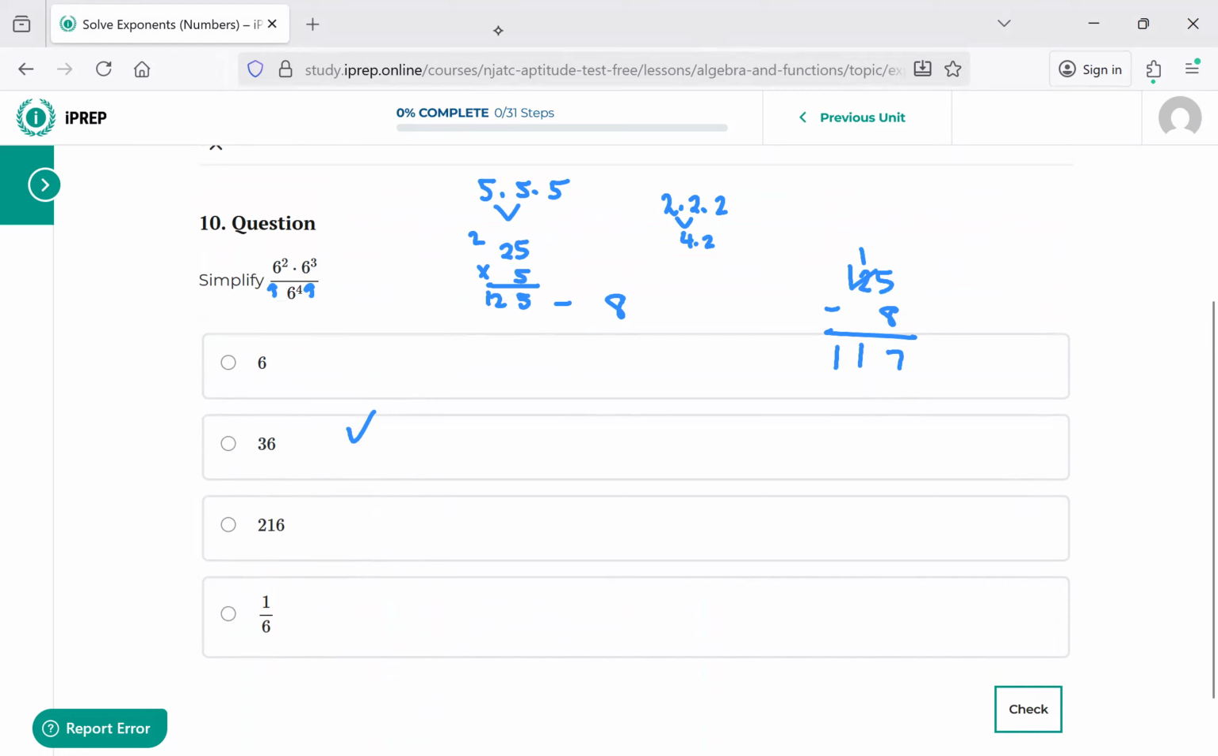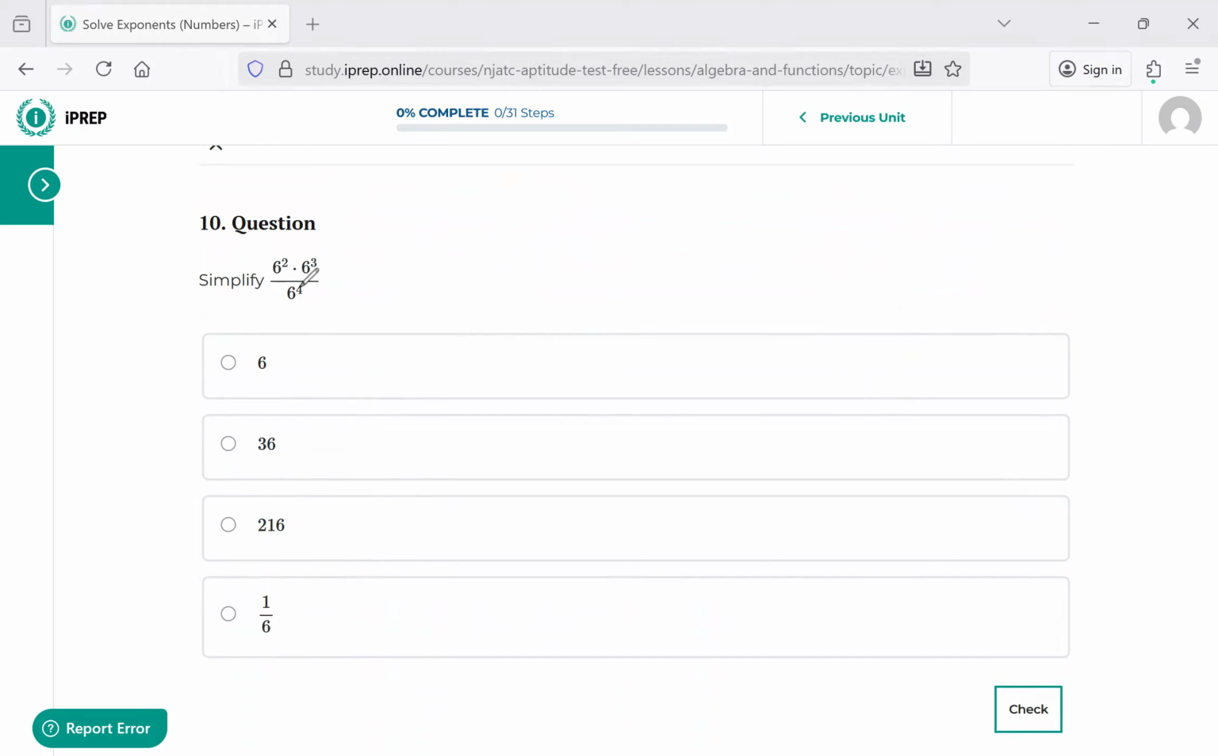Okay, let's do this one. Question 10 says, what's 6 squared times 6 to the third divided by 6 to the fourth? The good news is they're all in the base of 6, so we can simplify this using our rules. Do not divide everything by 6 to the fourth. Instead, simplify the numerator. What's 6 squared times 6 to the 3? When you're multiplying with the same base, you're adding. So 2 plus 3 is 5 over 6 to the fourth.